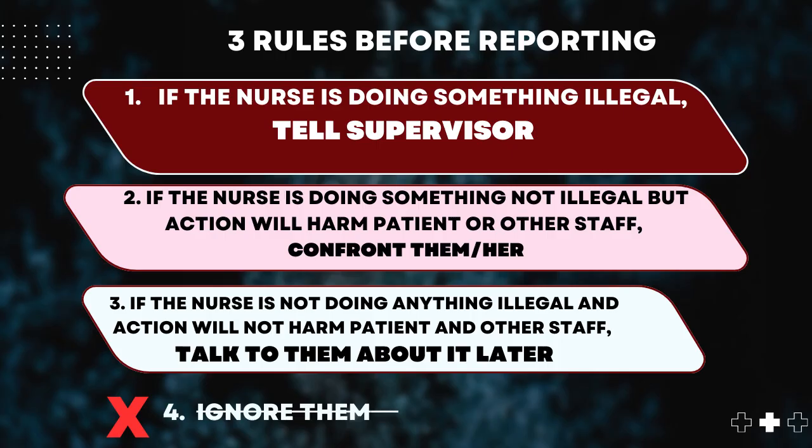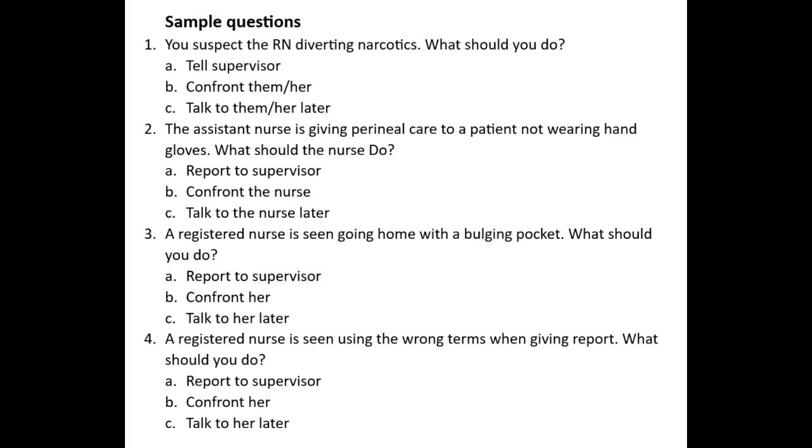Let's take some examples using this rule. For example, you suspect the registered nurse is diverting narcotics. What should you do? A, tell supervisor. B, confront them. C, talk to them later. Ask yourself the question: a nurse is diverting narcotics. Is it illegal? Is it going to cause harm? Now, is it legal for the nurse to divert narcotics? The answer is it is illegal. Because it is illegal, straight up, the answer is report to the supervisor.